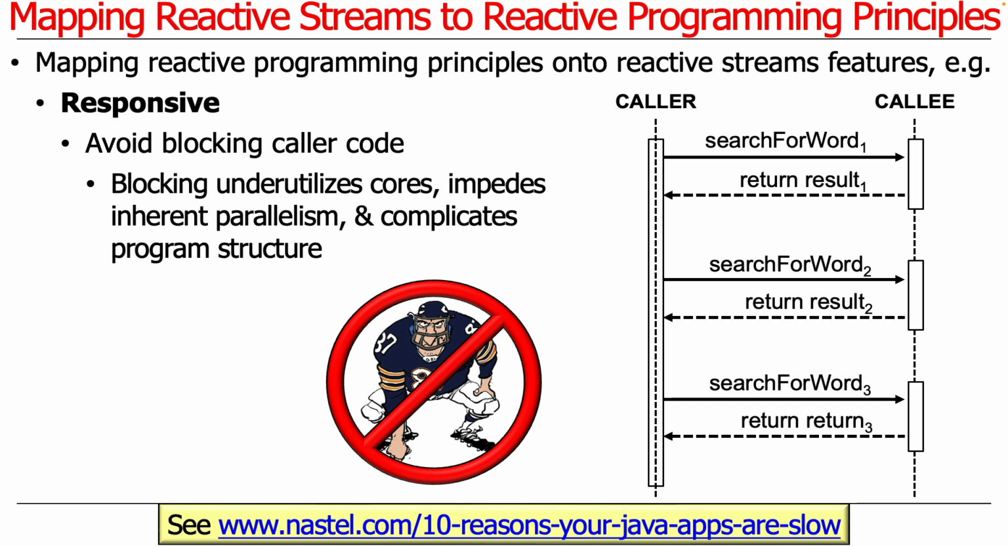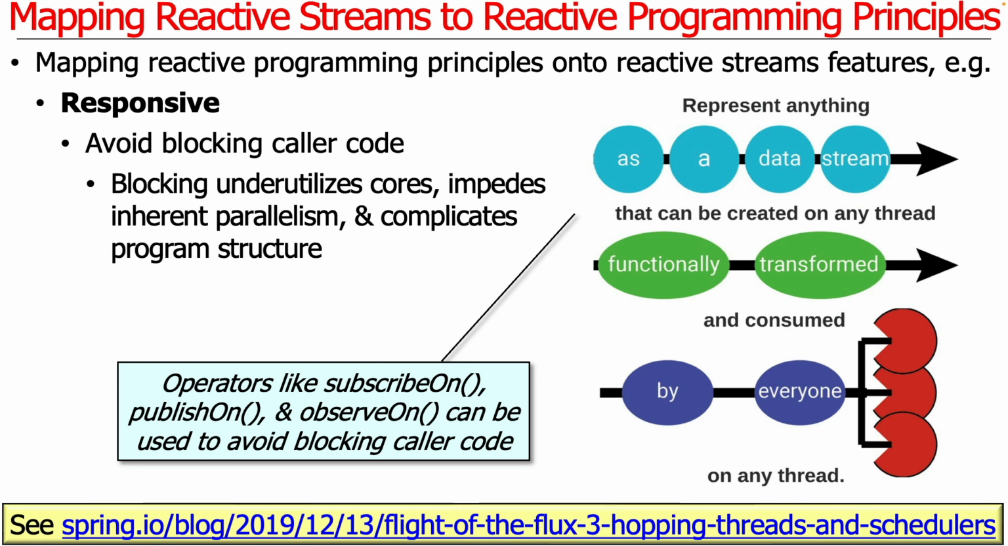But back in the day, we didn't want to do a lot of blocking because blocking cost a lot. And therefore, reactive programming models added these operators like subscribe on, publish on, and observe on, and so on, that can be used to transparently avoid blocking call code by running the computations, the events, and so on, on threads that are in the background in some pool.